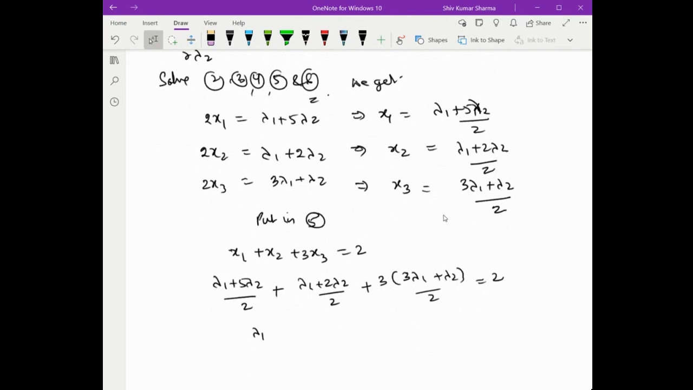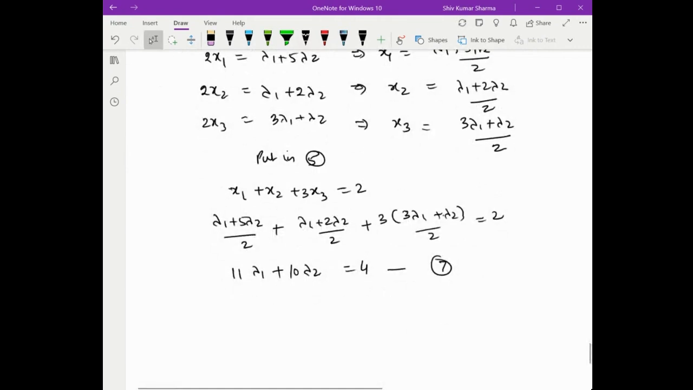lambda 1. So how many lambda 1? 1 lambda 1, because the LCMs are the same. So we put the LCM in the RHS part. So lambda 1 plus lambda 1, 2 lambda 1, plus 9 lambda 1, 9 or 2, 11 lambda 1. 11 lambda 1 plus 5 lambda 2 plus 2, 7 lambda 2, 7 plus 3, 10 lambda 2 is equal to 4. So this is the next equation. We say that it is equation number 7.